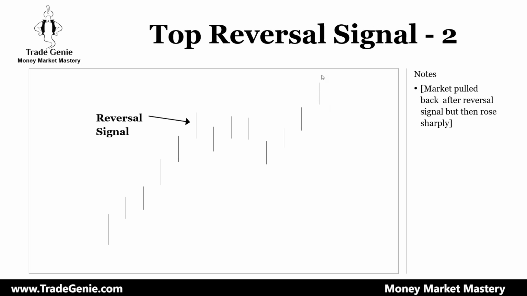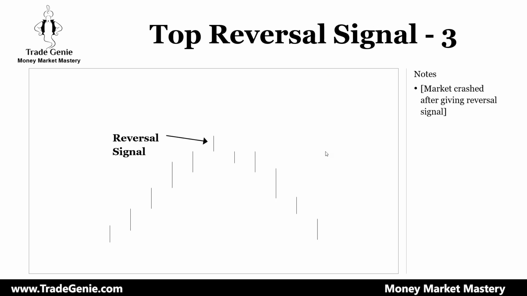My Meta is going a lot higher. So you would see Meta going a lot higher. So this one is a reversal signal, a V-shaped reversal. Again, just like the bottom V reversal, this is the V-shaped reversal to the downside.